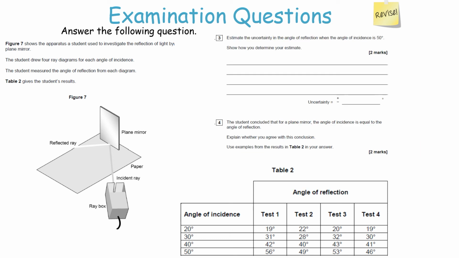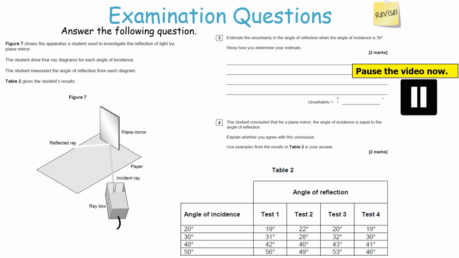Estimate the uncertainty in the angle of reflection when the angle of incidence is 50 degrees. And then the student concluded that for a plane mirror, the angle of incidence is equal to the angle of reflection. Explain whether you agree with this conclusion. So pause the video now, then unpause the video when you want to go through the answer.